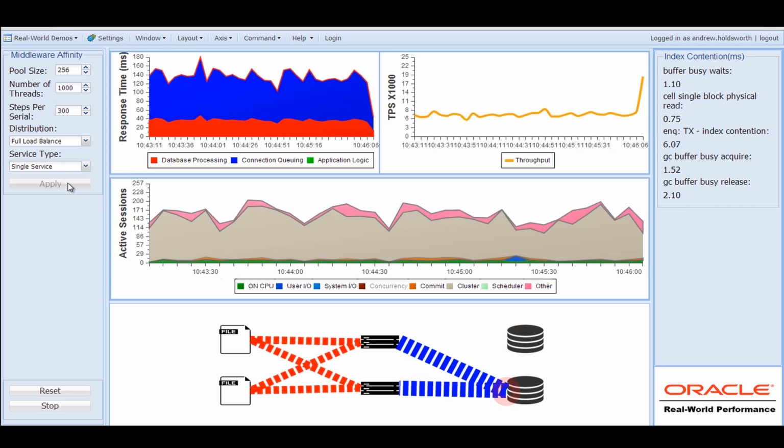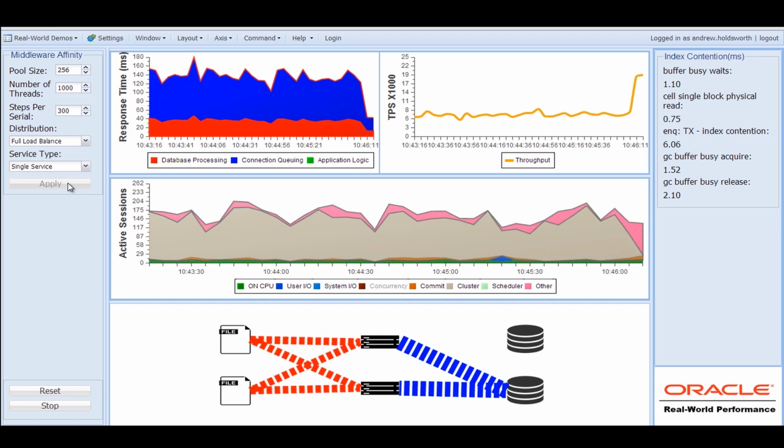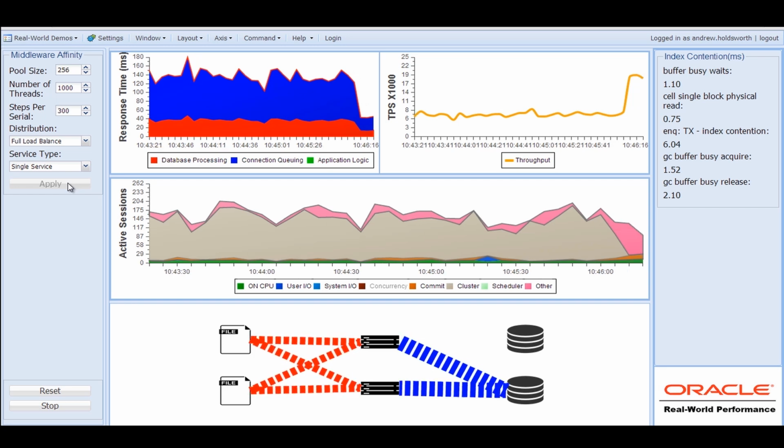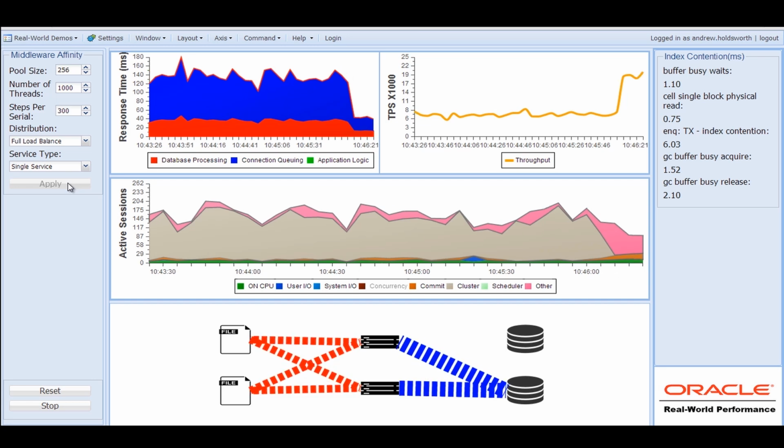We certainly expect all those gray wait events to disappear because we're redirecting all the workload now down to a single instance. And you can see just by redirecting the workload to one instance, we've actually increased the performance quite dramatically and the response time has come down.